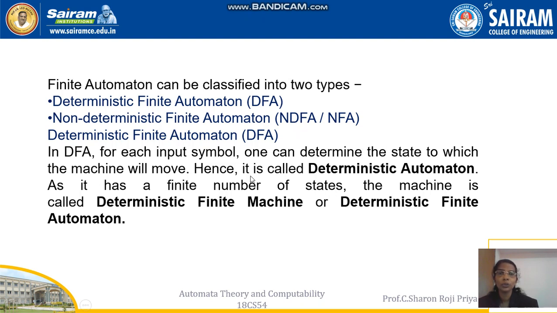Determine the state to which the machine will move. For each input symbol, one can determine the state to which the machine will move. It will move to only one state. It will not take multiple moves. So it is known as deterministic automata. And it has a finite number of states. So the machine is called a deterministic finite machine or deterministic finite automata. So if it makes multiple moves, you can easily identify that the automata is a non-deterministic one.